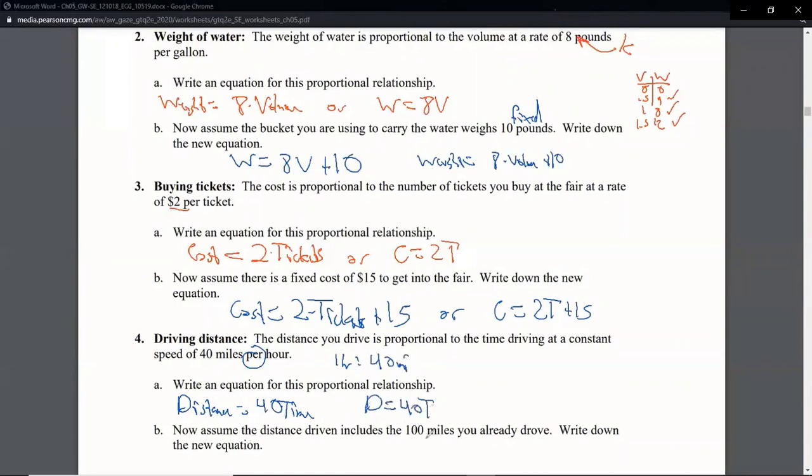Then we assume that we have that 100 miles we already drove. That's not going to be affected by our speed at all. That's a fixed amount. So we just go D equals 40t plus 100, or distance equals 40 times time plus 100.